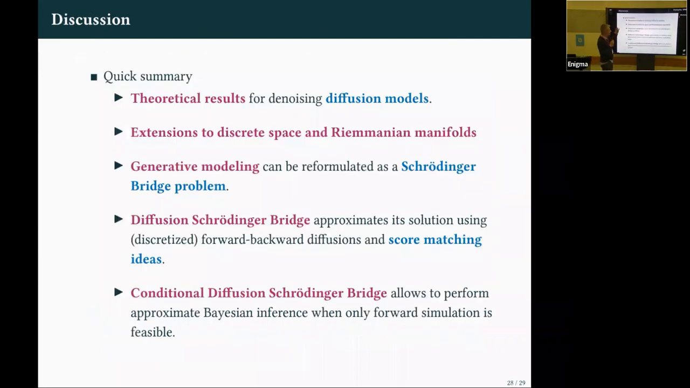This kind of denoising diffusion model is, I think, a really exciting area. There's been a lot of work done. At the time we worked on that, we had the first theoretical result for it. We then extended that to discrete spaces and to Riemannian manifolds. There have been other independent contributions as well. We've also shown how to link this kind of generative modeling to optimal transport, and in particular to the Schrodinger Bridge problem.